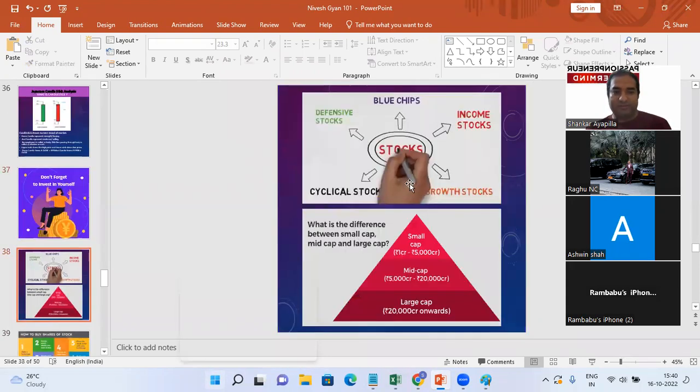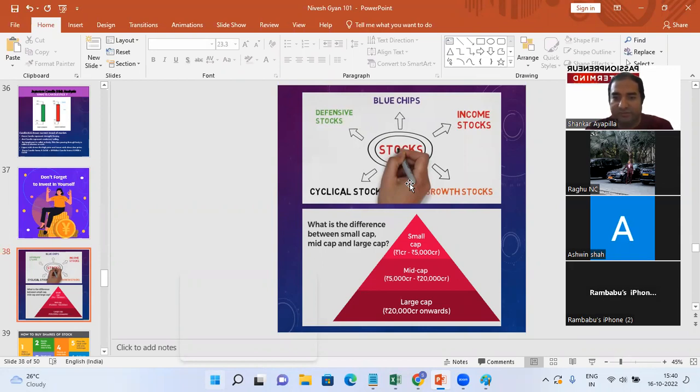So now let's discuss some types of stock. Whenever you go into a stock market, you commonly hear small cap, mid cap, and large cap. Large cap companies are, for example, MRF or a company like Bajaj Finserv. Their capital is more than 20,000 crores, and their price also will be very high. Like right now the MRF share, I think I saw it around 80,000 or something. Once it went almost to 90,000.